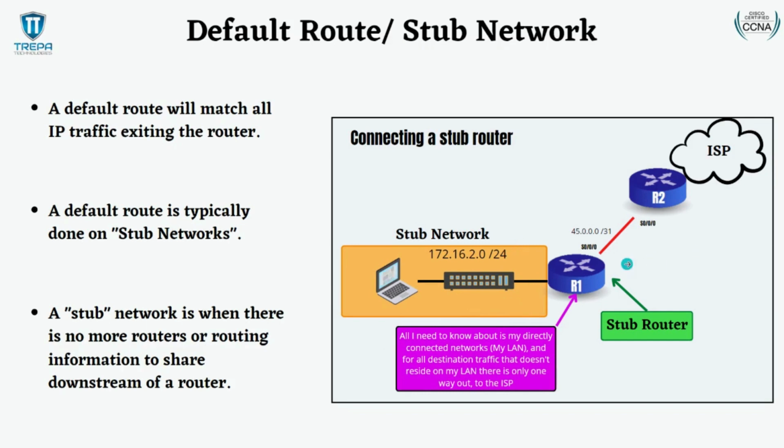And the stub networks you're going to hear in all kinds of different routing scenarios. OSPF and EIGRP also have stub configurations.